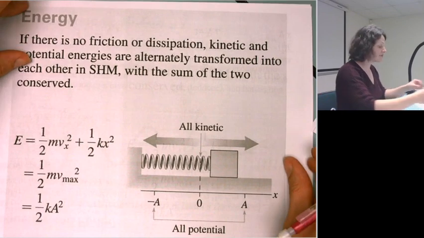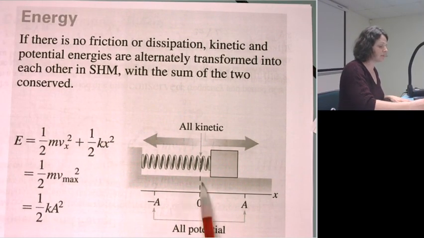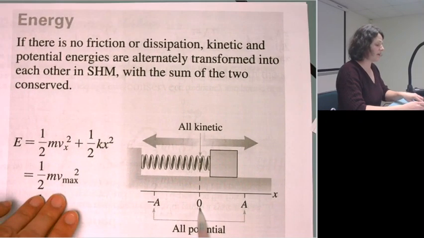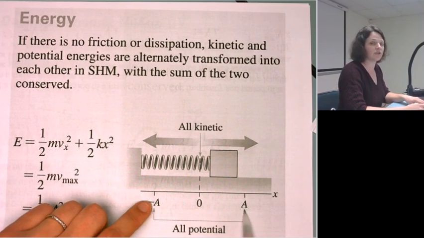We also talked about energy in simple harmonic motion. So where it passes through this equilibrium position, the energy is all kinetic. And when it is at the maximum amplitudes of its oscillation, the energy is all potential.